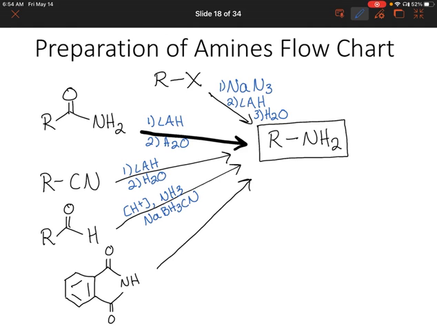And then finally, what if we start with Gabriel synthesis? So we have phthalimide there. Well, we would first want to deprotonate the nitrogen. So we would need a base like sodium hydroxide or potassium hydroxide. And then we'd follow that with an alkyl halide. And then we could use either acid or hydrazine.